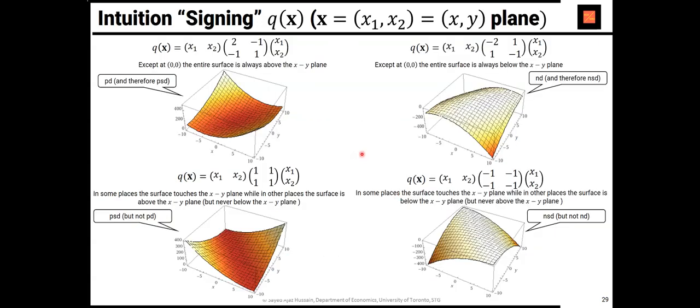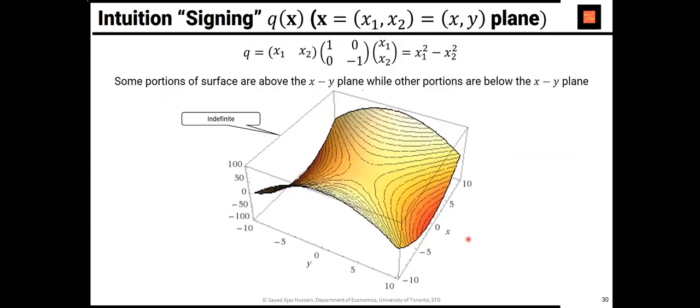So again, pictures. Here's a positive definite. It's the q is always positive except 0, 0. Negative definite, the q is always negative except 0, 0. Positive semi-definite, the q is bigger than or equal to 0. Negative semi-definite, the q is always less than or equal to 0. And now you have indefinite. Sometimes the q is positive, sometimes the q is negative, etc., etc.